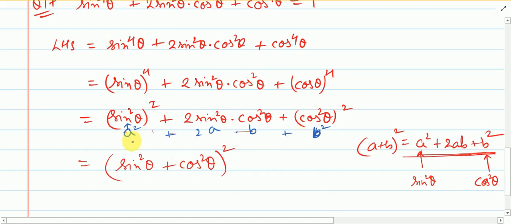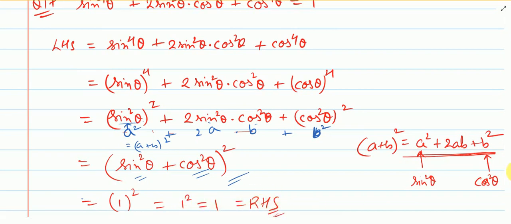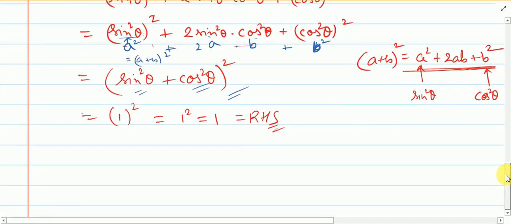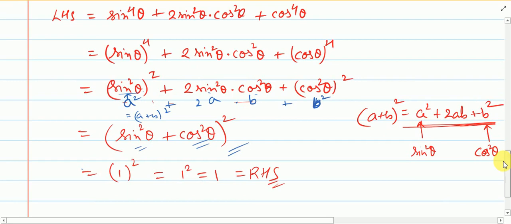So we can simplify this as a plus b whole square, but our a is what? Sin square theta, b is cos square theta, so we got this, okay. Now you know that sin square theta plus cos square theta is 1, so you will write 1 square, and 1 square is 1. That is your right hand side, proved, okay. So this was question number 17.